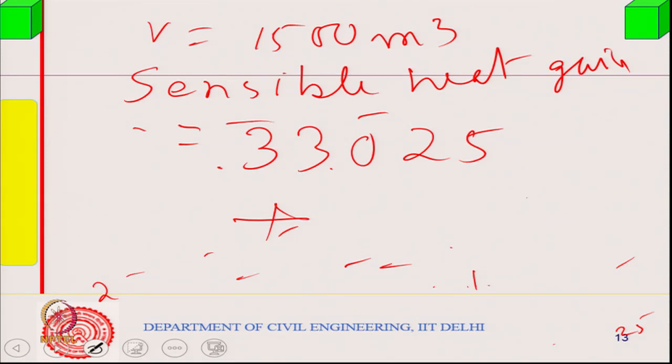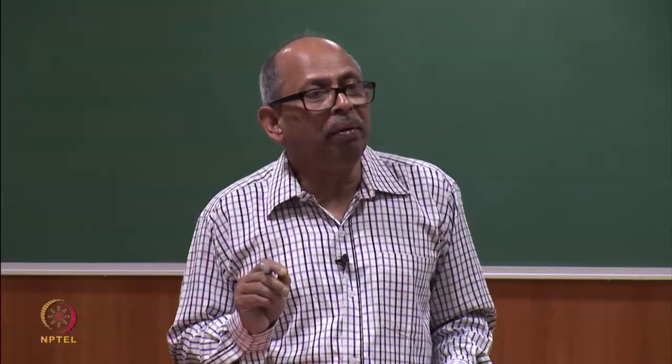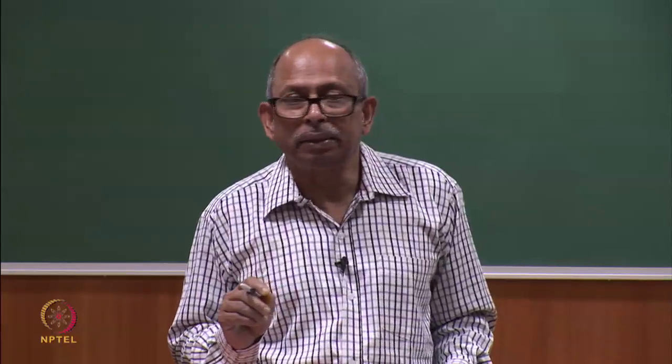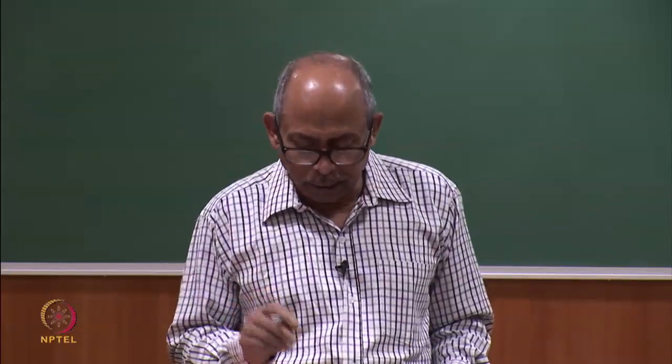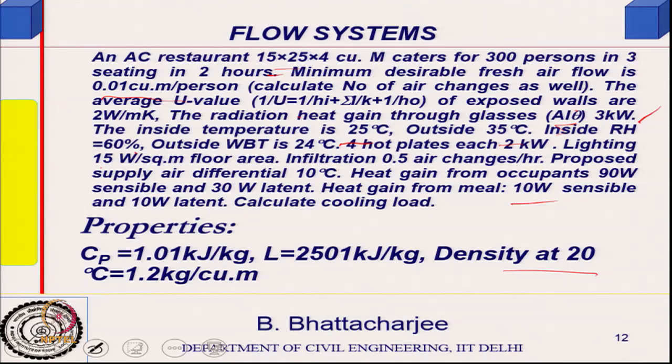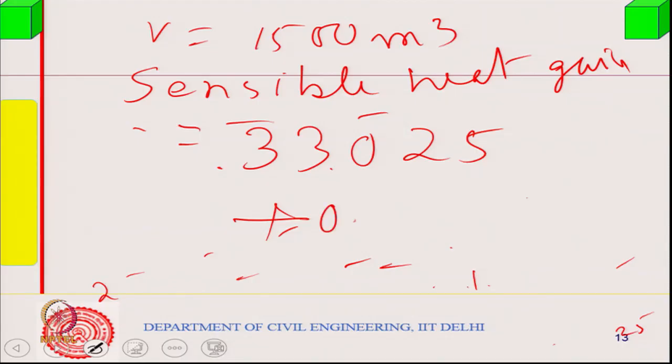Now to find out the infiltration, what is the information given to me? 0.5 air changes per hour. Infiltration is 0.5 air changes per hour, which means 0.5 into volume of the room, which was 1500. Lighting we have already calculated, yes, we have calculated everything. That much would be changed in 1 hour.